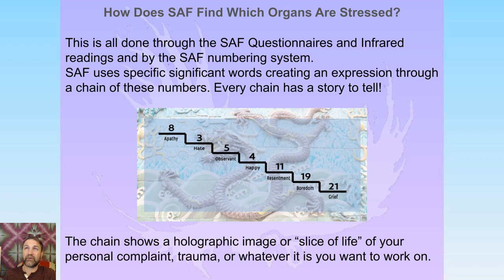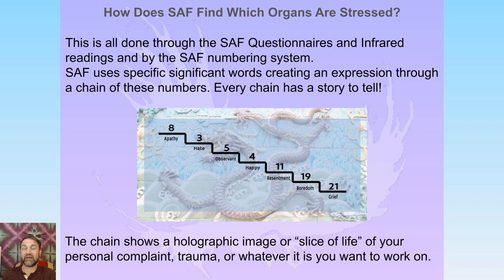So how does SAF find which organs are stressed? This is all done through the SAF questionnaires and infrared readings and by the SAF numbering system. SAF uses specific significant words, creating an expression through a chain of these numbers. Every chain has a story to tell. So you see a list there, 8, 3, 5, 4, 11, 19, 21.